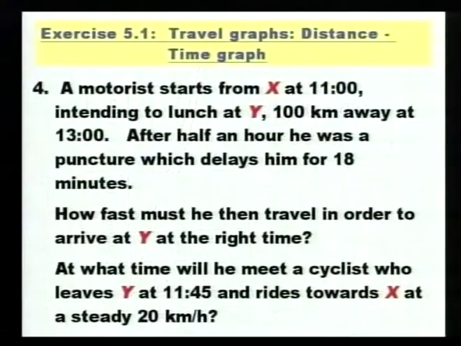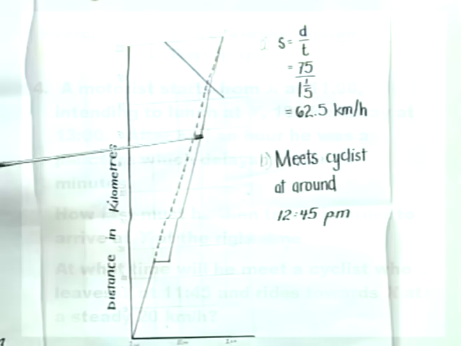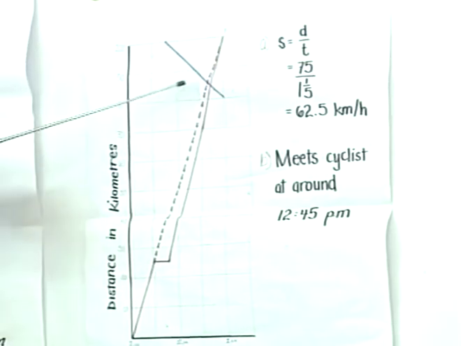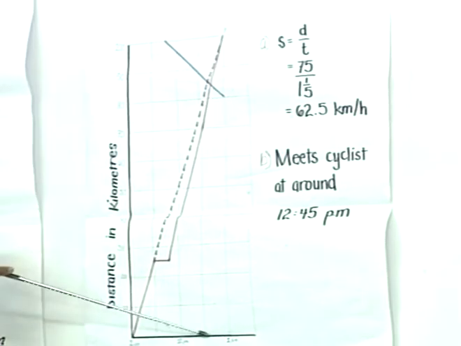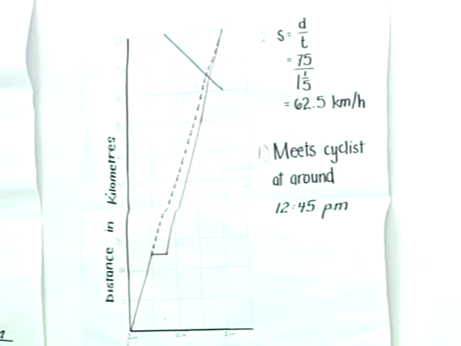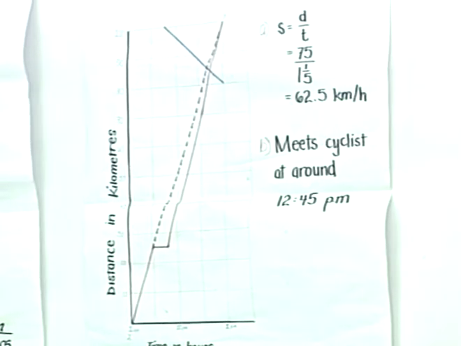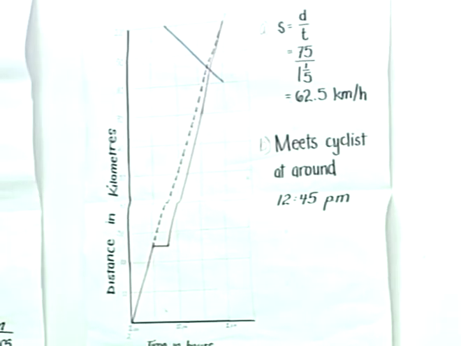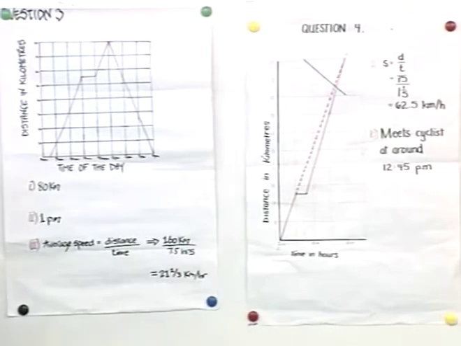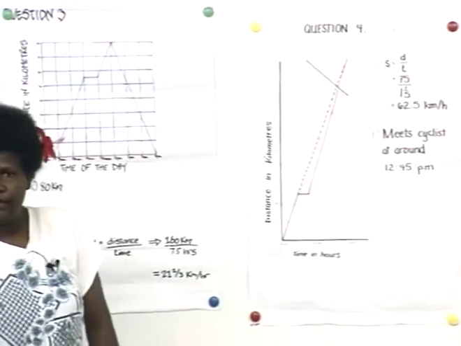The second question reads, at what time will he meet a cyclist who leaves Y at 11:45 and rides towards X at a steady 20 kilometers per hour? According to the graph, we can see that he meets the cyclist at around 12:45 p.m. Thank you. Next one, question 5.